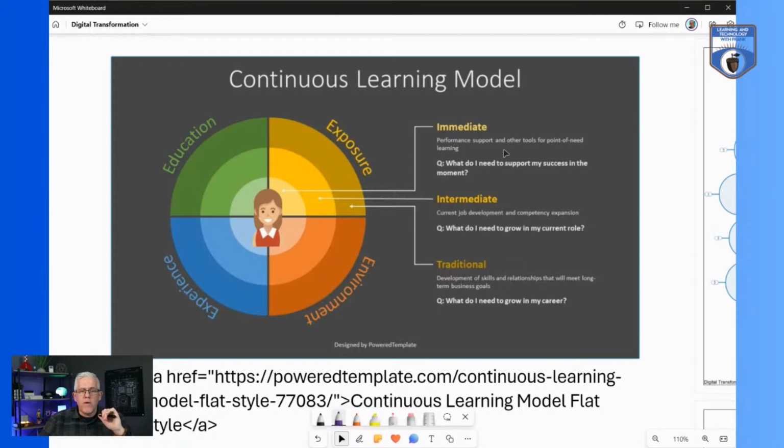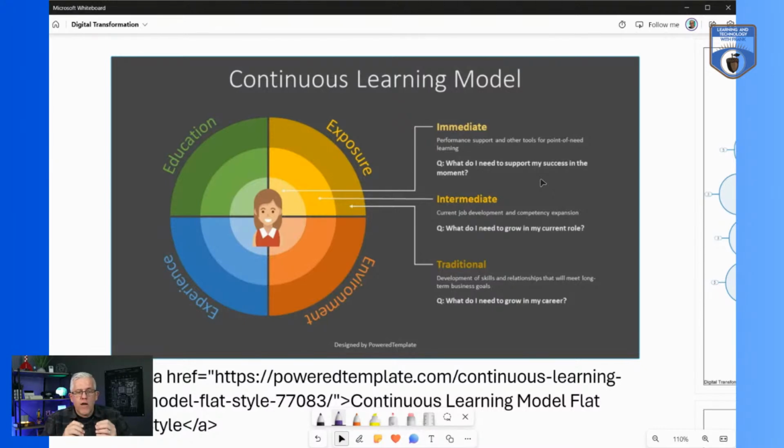So when we talk about immediate, right? Immediate says, what do I need to do to support my success, my learning, and what I'm doing right now in the moment? Now, a lot of this type of learning or transformation is something that can be facilitated in the workplace. So this is really where a lot of business teaching and business training would come into play, because this would be something that you want somebody to be able to perform immediately. So that's either peer-to-peer or workplace learning.